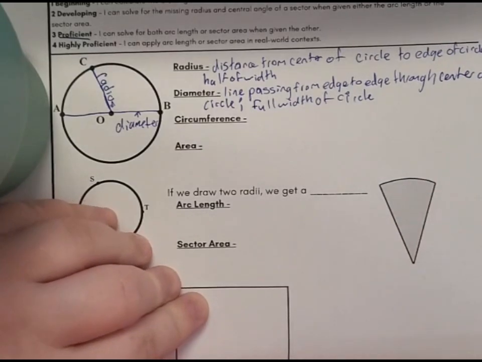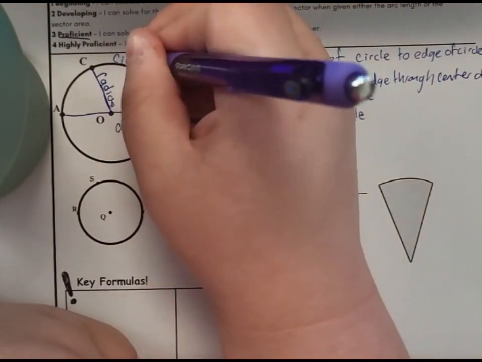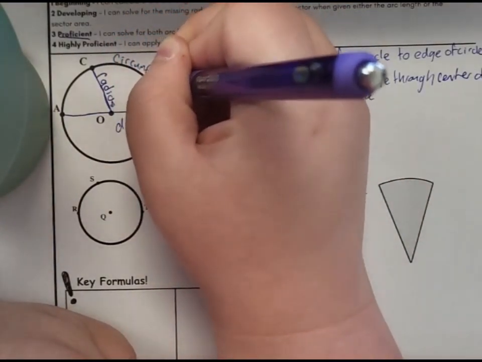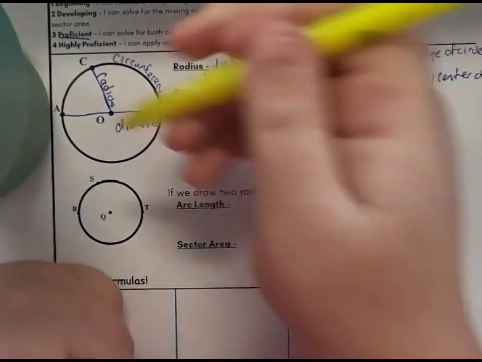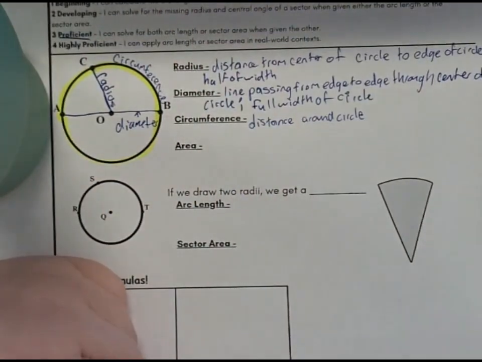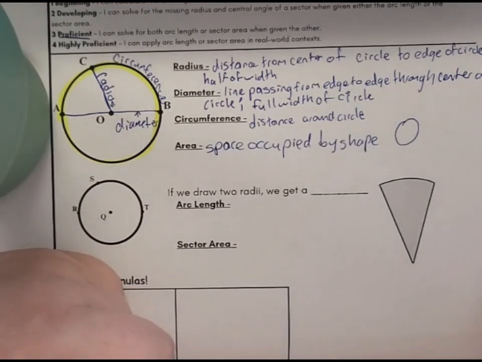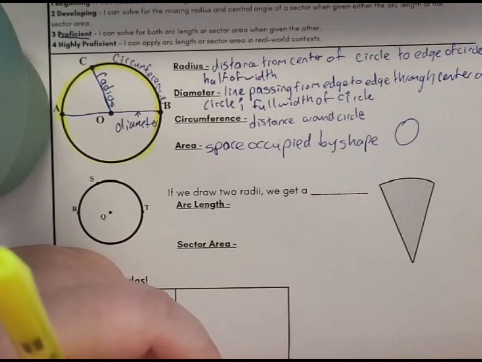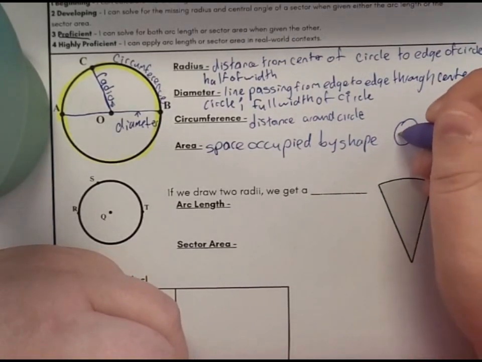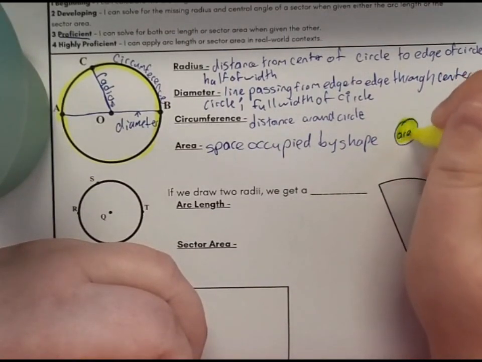Our next term is circumference, which is the distance around the circle. So the length of the outside of the circle is the circumference. You might also hear it referred to as the perimeter of the circle. And lastly, the area is the space occupied by the shape. And it's not exclusive to circles, we're just working with circles. So however much space is inside that outer border, this is our area.